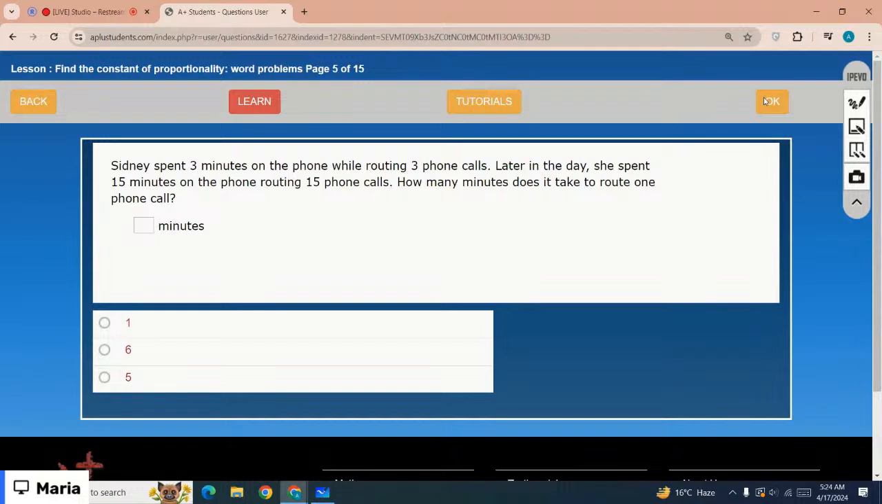Yes, that is 1 minute, right? That means each call takes 1 minute to route the call. The correct option is 1 minute.